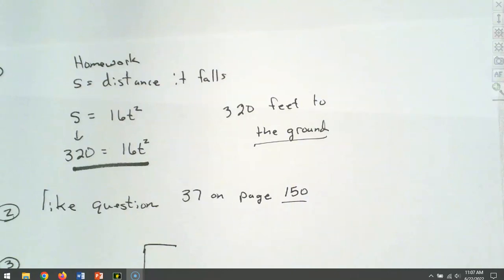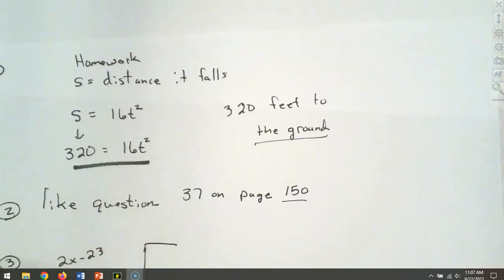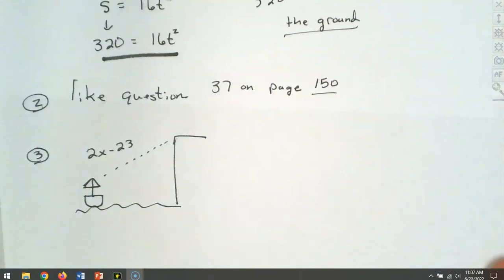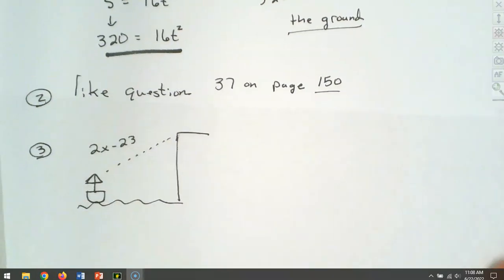So the boat is 92 feet from the base of the cliff. If the distance from the top of the cliff to the boat is 23 less than twice the height, that's going to be 2x minus 23. So that's this piece right here, because that's how far it is from the cliff to the boat. If I put a rope out to the boat, this is what it would be: 2 times the height minus 23.